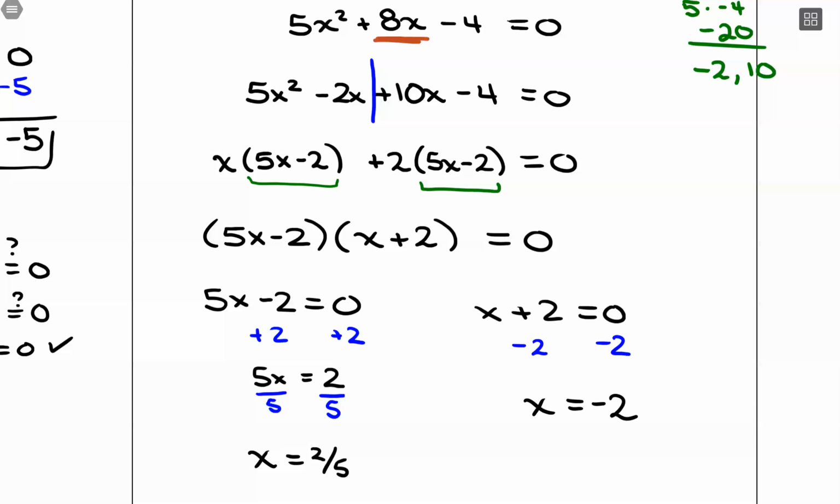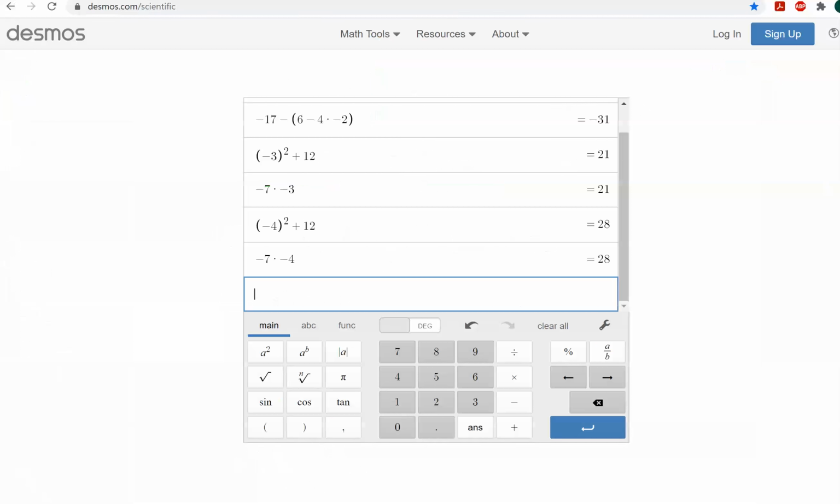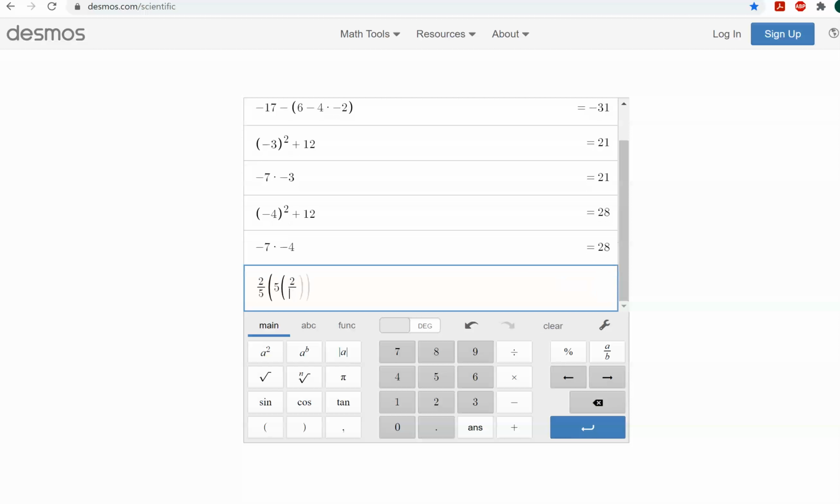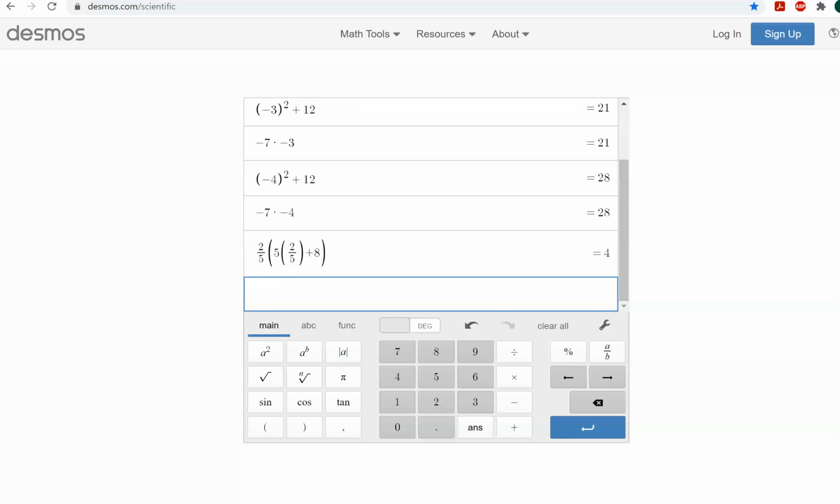And then we should check our answers so that we know with 100% certainty that we got these right. So with this one, especially with fractions, I like to just go to the calculator. So for the left-hand side of the equation, we have 2/5 times 5 times 2/5 plus 8. And we can see that does come out to 4.